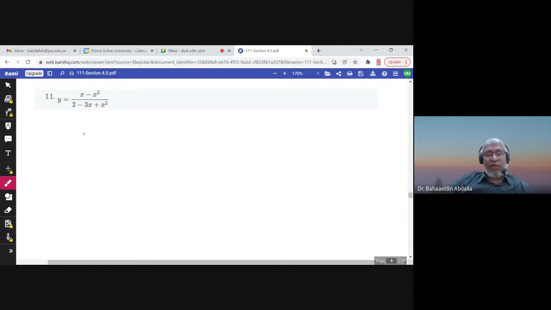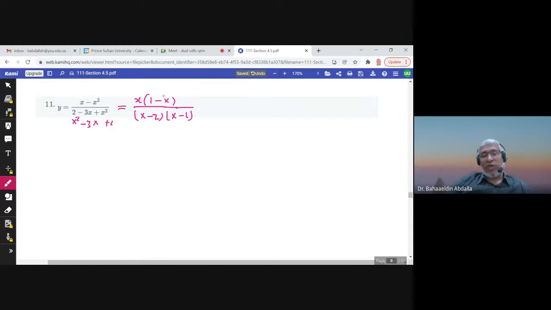I have a rational function. All right. I need really to understand the function. I need to factor. If I take x as a common factor, I have 1 minus x here. And factoring this is x squared minus 3x plus 2. So I think x minus 2 times x minus 1. Yes, that's the factored form. Notice we have 1 minus x and x minus 1. Can I cancel these two? And the answer is yes, you can, but the answer is negative 1. If you divide these two, the answer is negative 1.